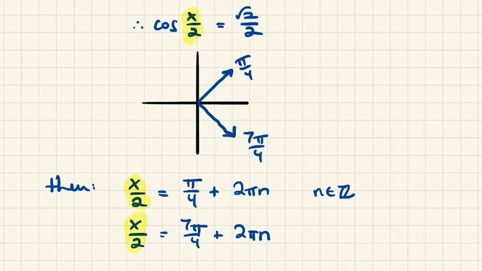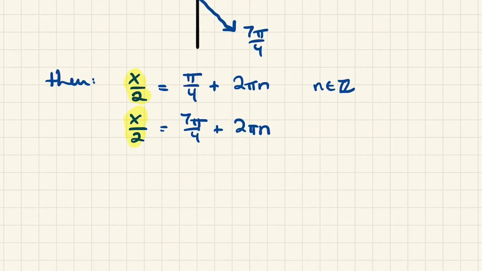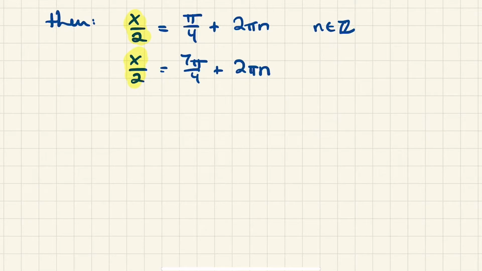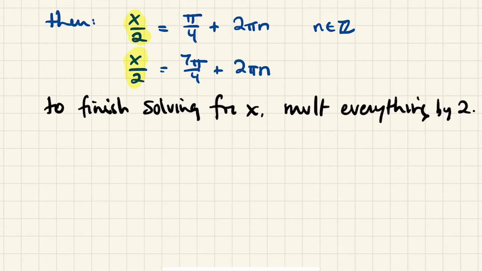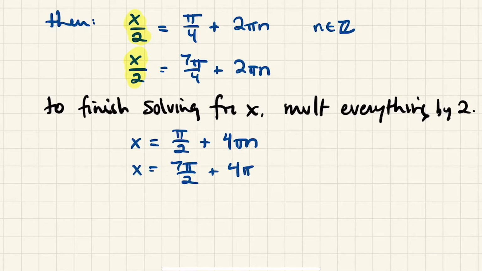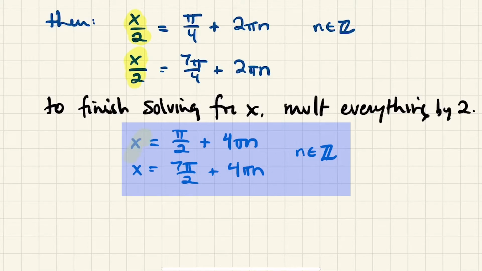All right, that's what x over 2 is, but really we need to solve for x. So to finish isolating x, multiply both sides by 2. So on the left, we're going to get x, and on the right, we're going to get pi over 4 times 2, which is pi over 2, plus 2 pi n times 2, which is 4 pi n, and the other solution doubled will be 7 pi over 2 plus 4 pi n. All right, and that is the full solution set.